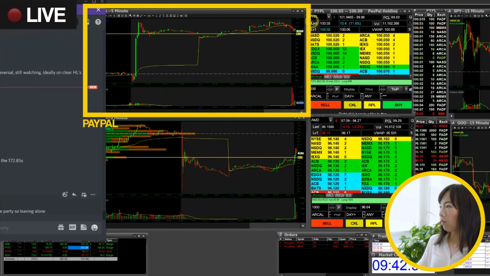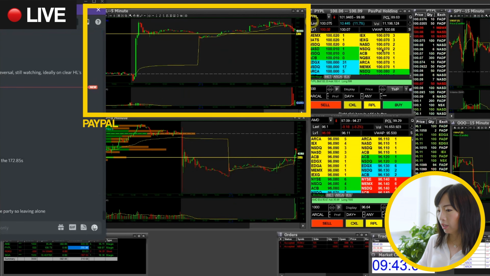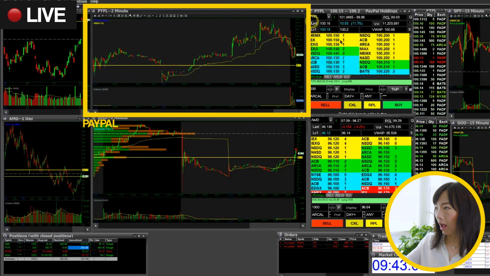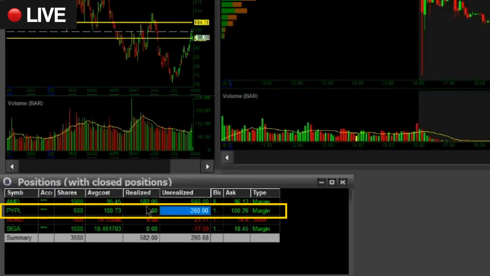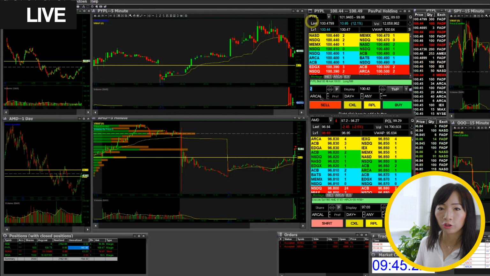And I'm still waiting for PayPal. I'm still trying to be patient. I'm only going to add on this stock, on this position, over VWAP. And yes, you can see I'm down on the name, down about 70 cents, but I'm trying to be patient. And now I'm looking at adding into the position.